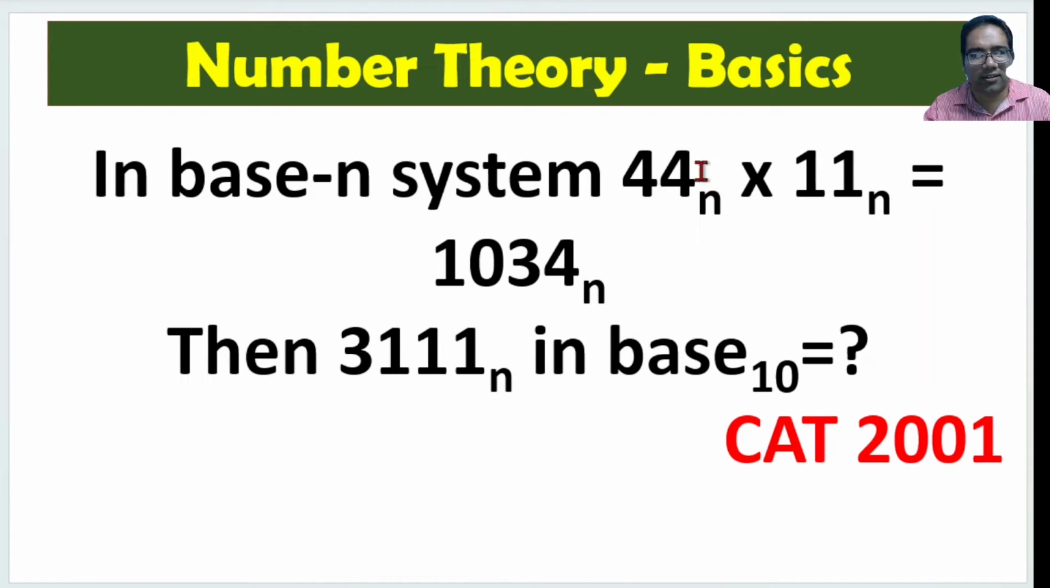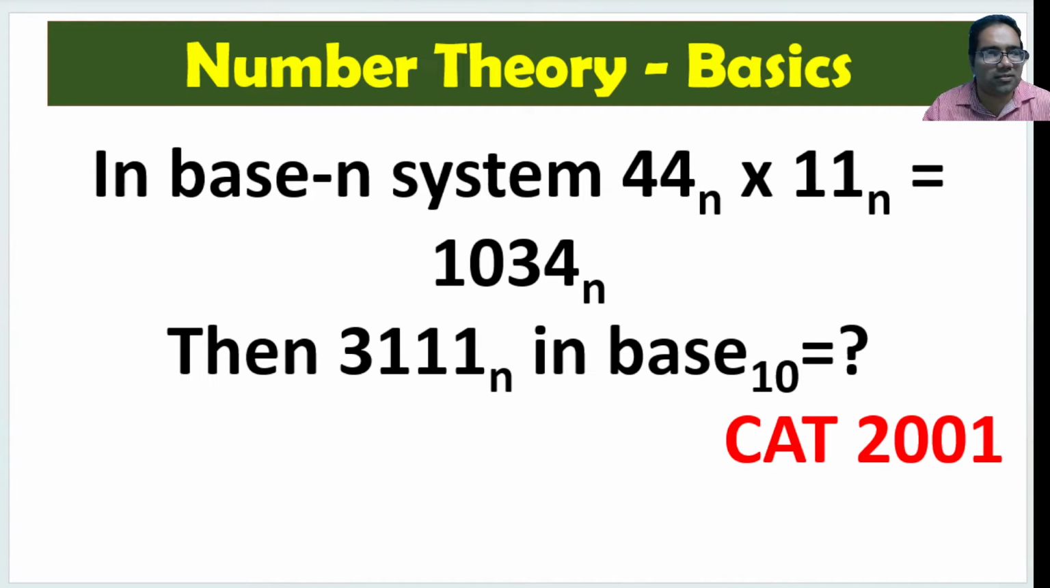If it was base 10, the decimal system, then 44 times 11 should be 484. But this is not. So then what is this 1034 in the same base notation when converted to base 10? Base 10 is the regular one we generally use.